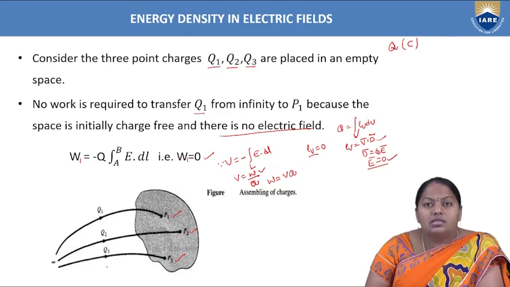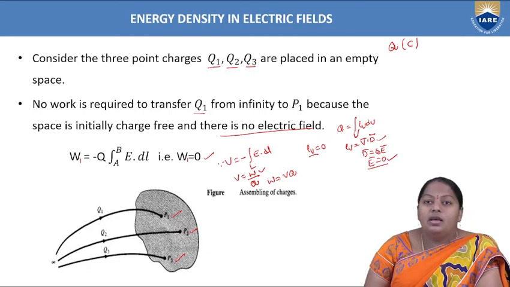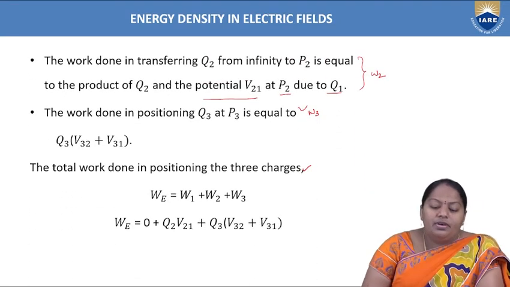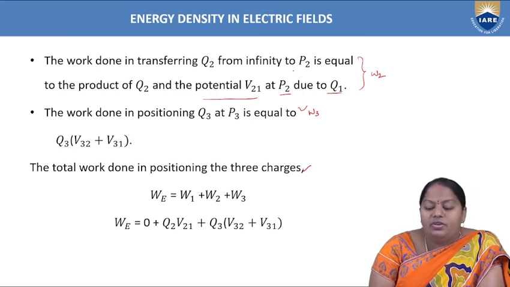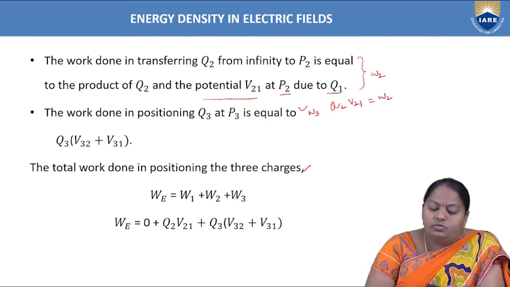And in order to assemble this charge Q3, we have to consider the potential from P1 to P2 as well as P2 to P3. So that is given by here. The work done in transferring Q2 from infinity to P2 is equal to the product of Q2 into V21. That is given by here W2.